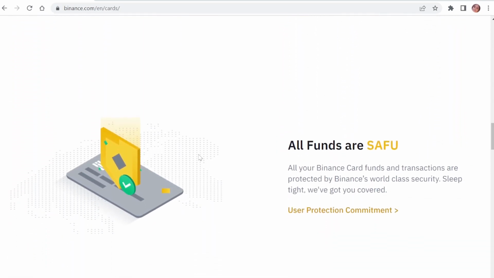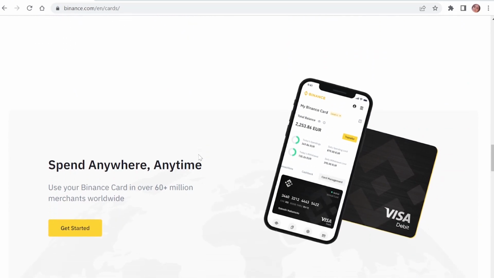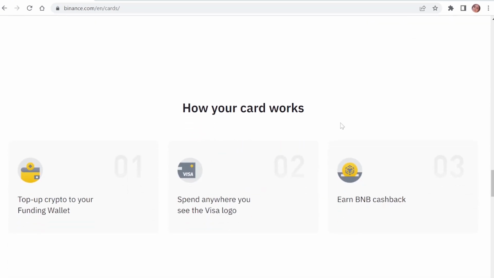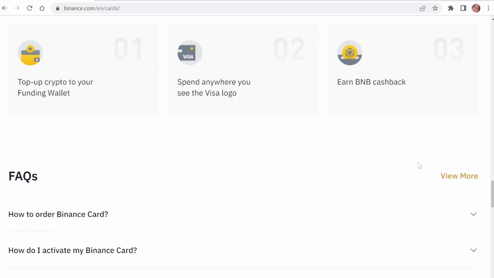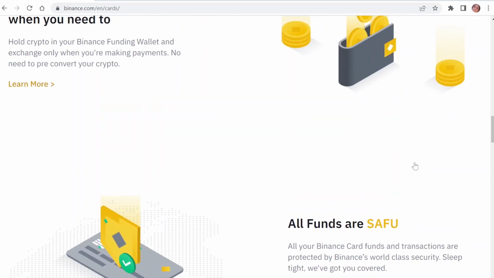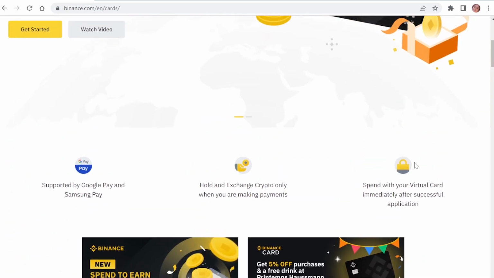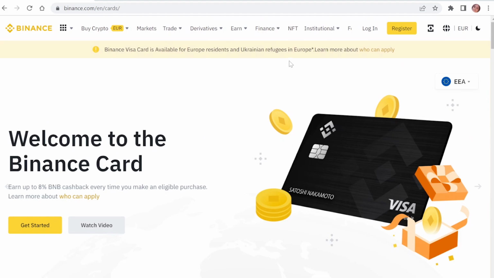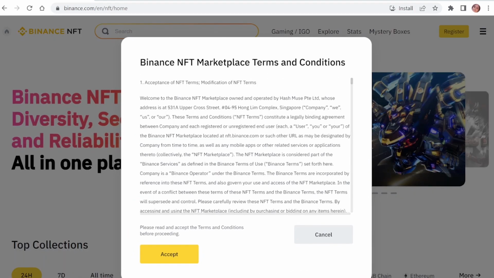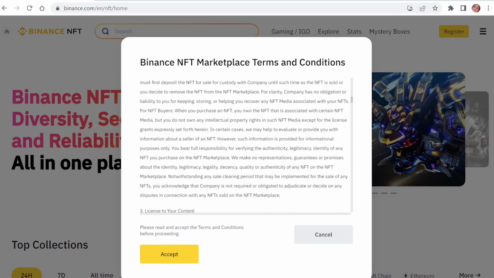China. Binance is not currently available in China due to the Chinese government's ban on cryptocurrency exchanges. Bangladesh. Binance is not available in Bangladesh due to the Bangladesh Bank's ban on cryptocurrency transactions. And Algeria, Bolivia, Kyrgyzstan, Nepal, Pakistan, Vietnam, and some countries have restrictions on the use of cryptocurrency exchanges.